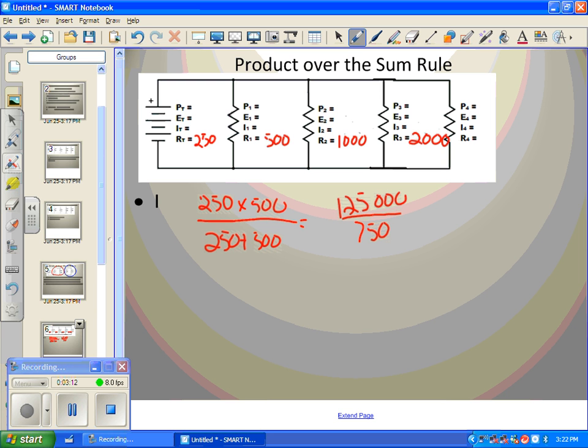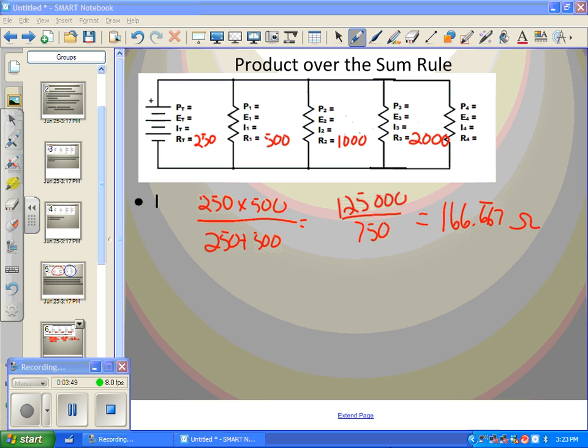Okay, let me put that in my calculator real quick. So we have 250 times 500. Yep, 125,000 divided by 750. And we get 166 2/3 ohms. 166.6666. In other words, 166 2/3 ohms. Okay, we're going to store that information, right?